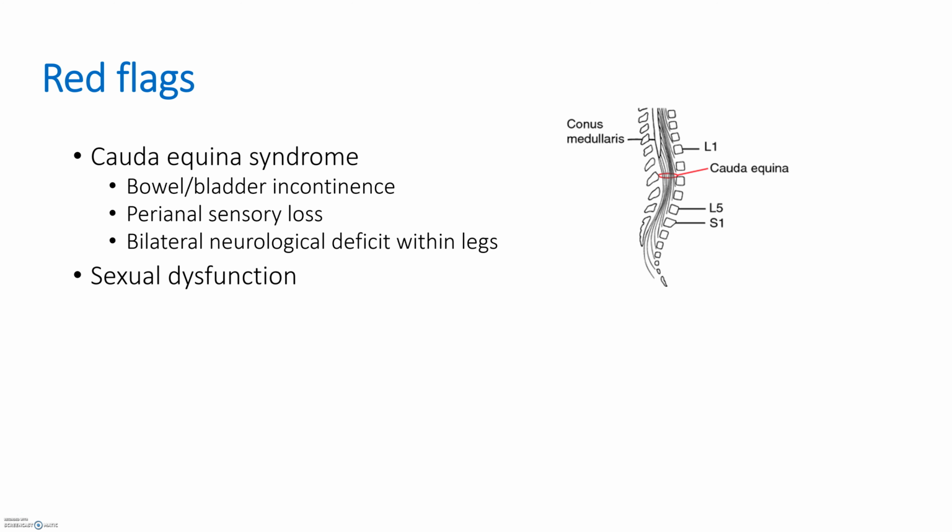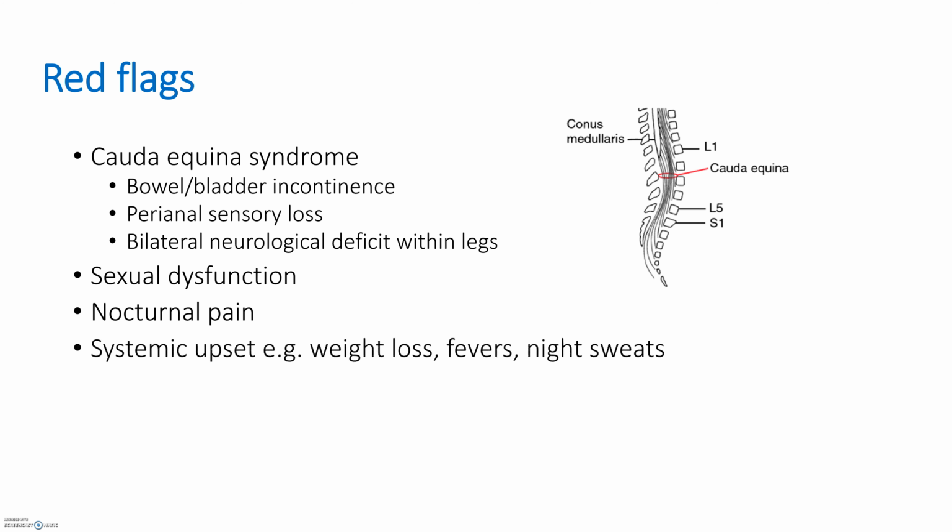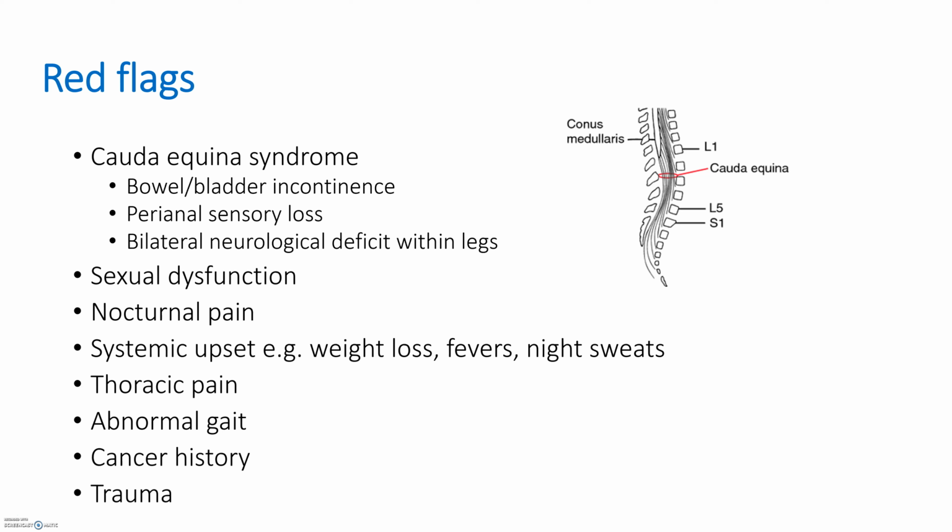So other red flags include sexual dysfunction, any nocturnal pain, systemic upset. Again, this can be something more serious, things like spinal metastases, thoracic pain, as we've mentioned, an abnormal gait, a history of cancer, and trauma as well.